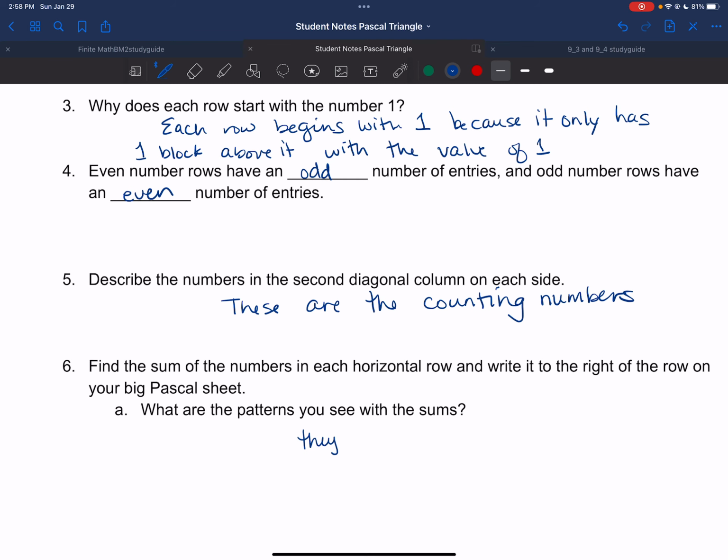They double each row. We could say it's a geometric sequence of r equals 2. That's my ratio, right? We already had that.